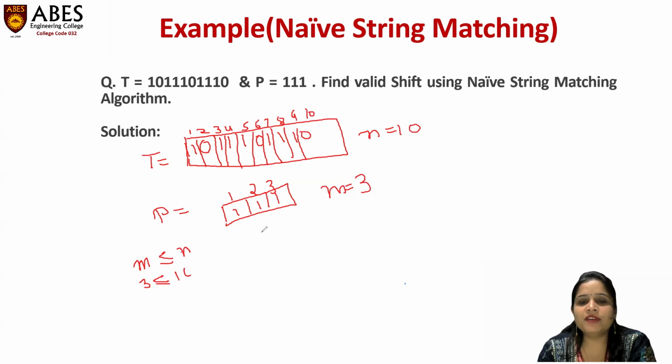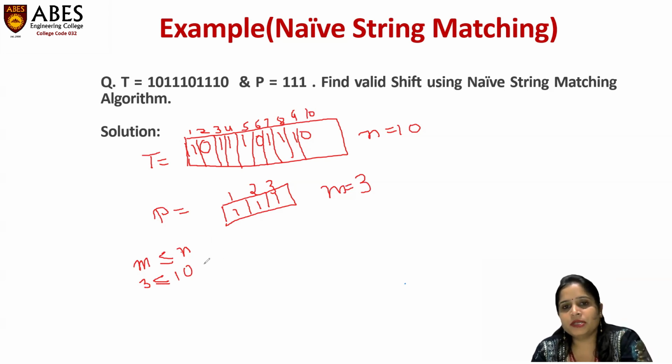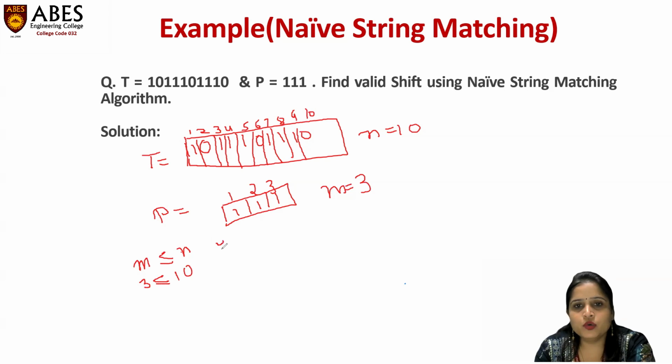So here we first apply the naive string matching algorithm. As per the naive string matching algorithm, what we have to do is start a loop for all valid shifts. So here we start a loop for i equals 0 to n minus m times.